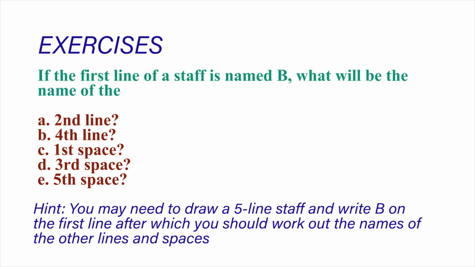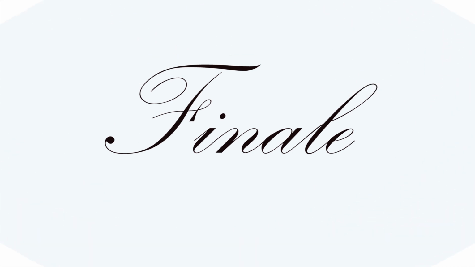All right. Go ahead and do the exercise that is shown here. If the first line of a staff is named B, what will be the name of the second line, the fourth line, the first space, the third space, and the fifth space? To be able to get this question right, you will need to draw a 5-line staff and put the first line to be B. Then you name all the other lines and spaces. Then you'll be able to get the answer.